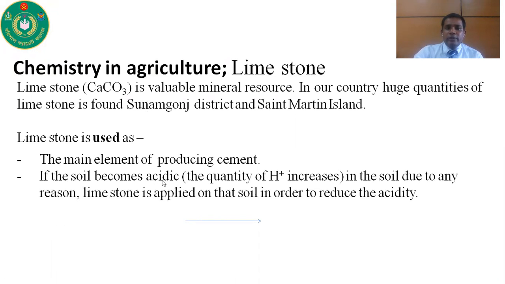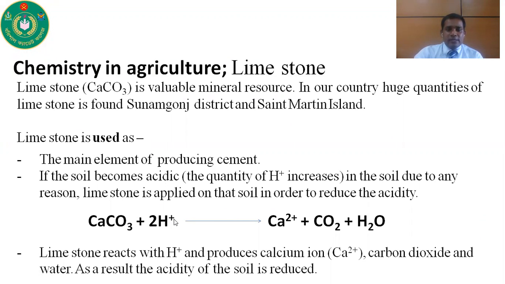And if the soil becomes acidic, that means when the quantity of H+ increases in the soil, we use limestone to reduce the acidity, because calcium carbonate reacts with H+ ion and produces calcium ion, carbon dioxide and water. As a result, the acidity of the soil decreases. So to reduce acidity, we use limestone.